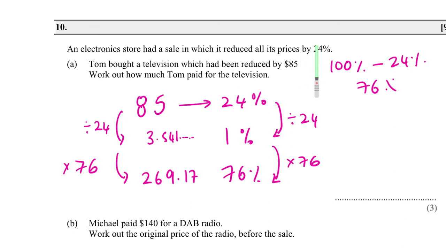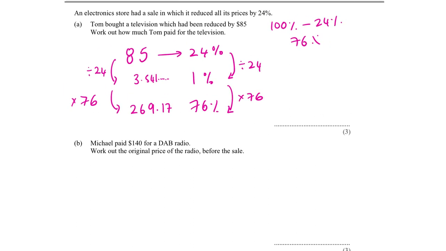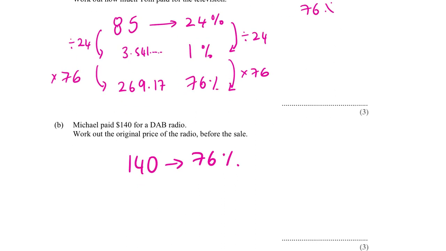Okay, it reduced all its prices by 24%. Tom bought a television which had been reduced by £85. Okay, so we found out 85 was this, and then how much did he pay? Perfect. Right, part B. Michael paid $140 for a radio. Work out the original price of the radio. So what does this mean? We know that in the sale it was reduced by 24%. So how much do we have? 76%. So that means 140 is the same as 76%.